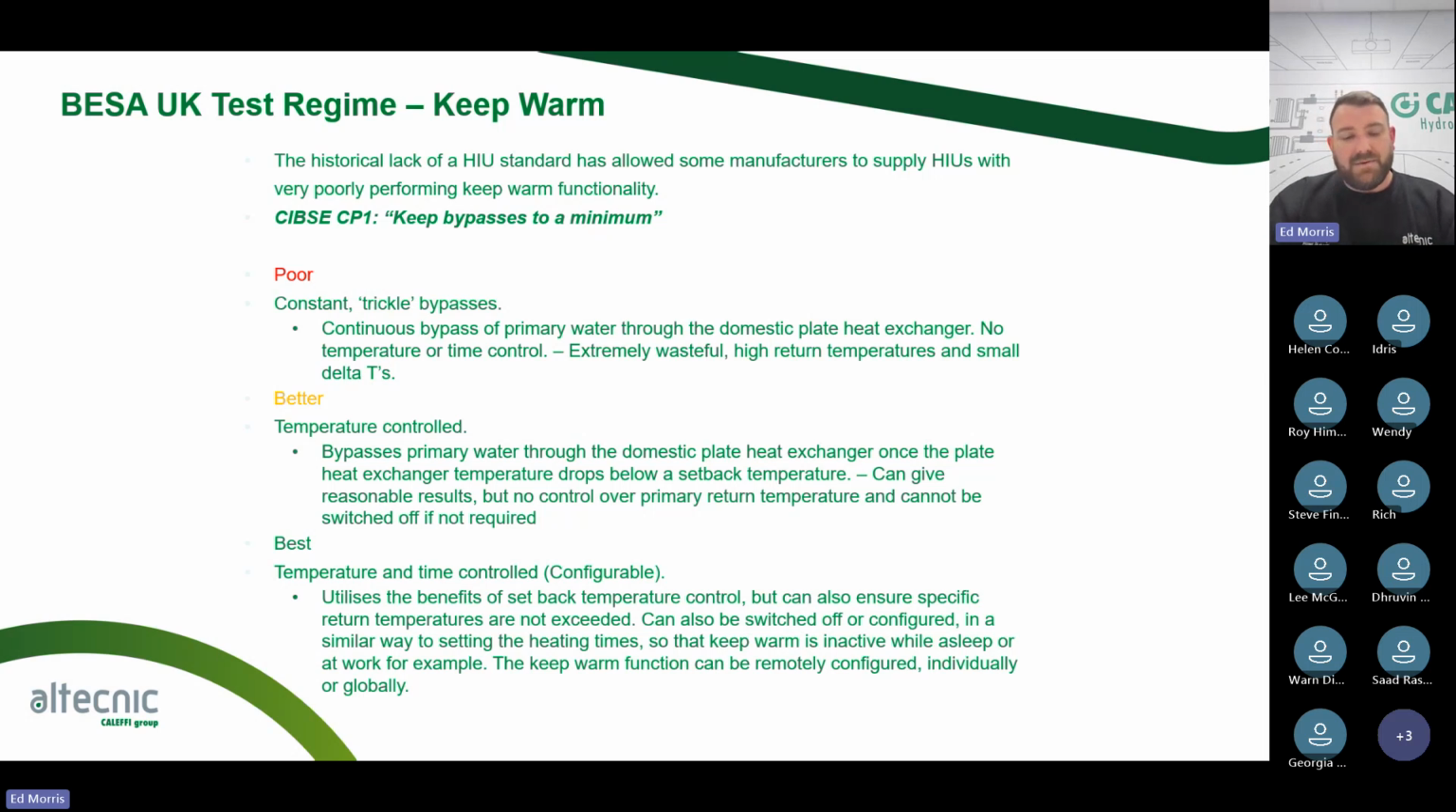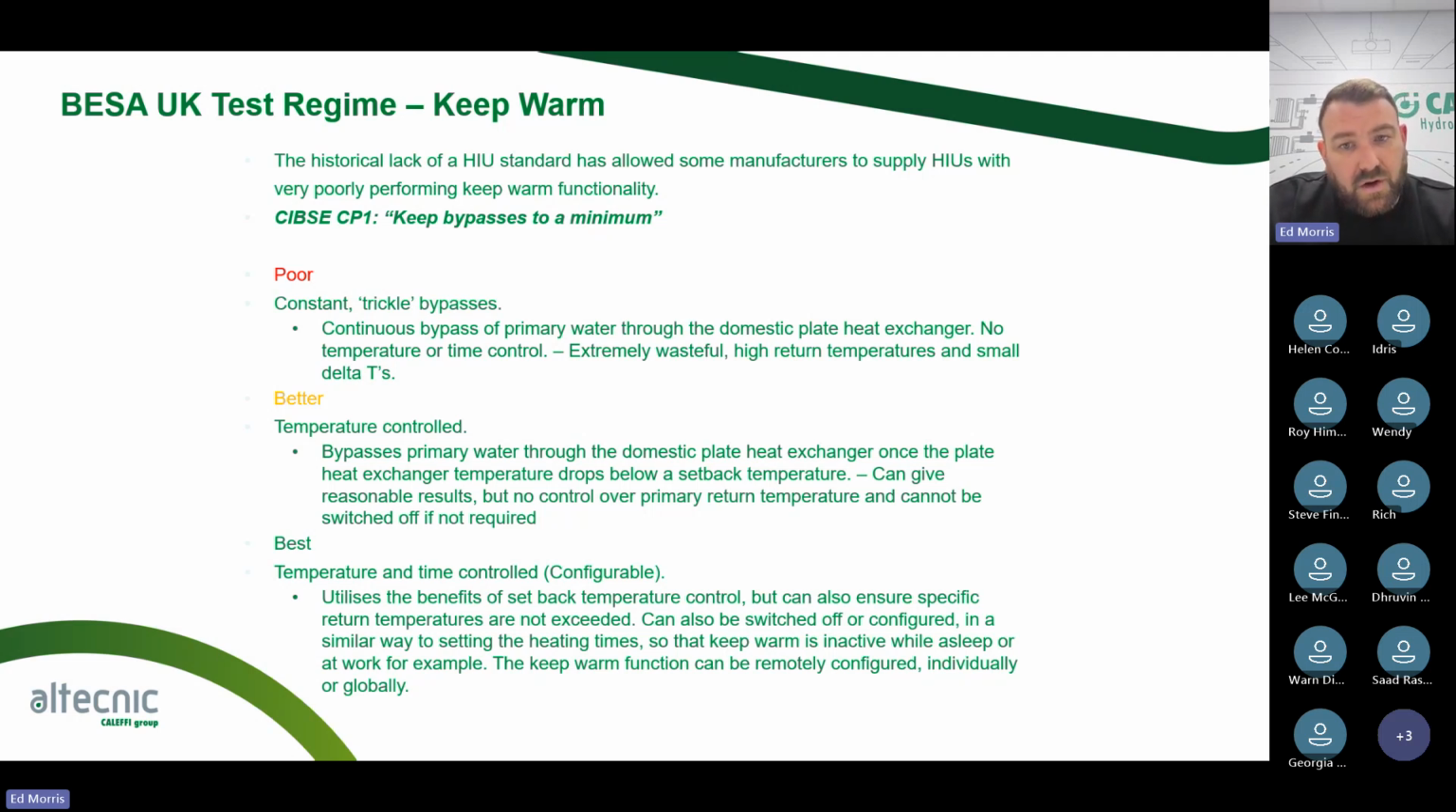So what we're saying here is we've got thermostat control. As the temperature gets warm enough, it will start to close itself down, but it can't be turned on or off. It's just a different way of doing it. Now, the best way to do it would be a configured way of doing it. It is obviously stated in CP1. And this utilises the benefits of a setback temperature control, but can also ensure specific return temperatures are not exceeded.